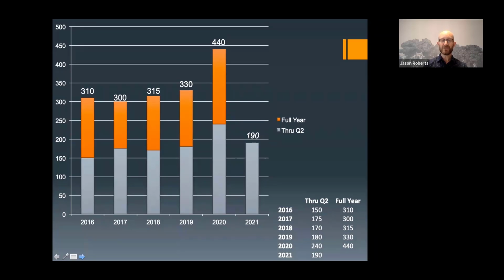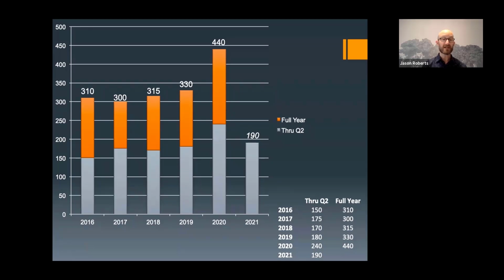And the trend is possibly this, that at 190 submissions through the end of Q2 in 2021, that's pretty much in line with where every year except 2020 has been. It's slightly higher than these other years, and this little table down here in the corner gives you the actual numbers. So you can see we're up about 10 over 2019 and up 20 over 2018. So perhaps what we're looking at is that 2020 was an outlier.